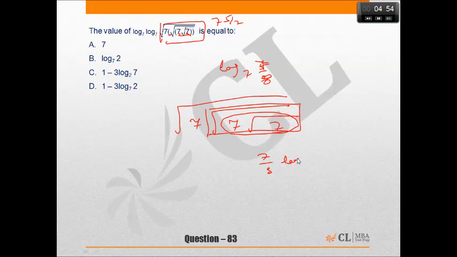7 to power 7 by 8, sorry. So log of 7 by 8. Okay. 7 by 8 is 2 cube. Okay, 2 cube. So 3 has to be there. These two cannot be the answer. So it has to be 1 minus, that is fine. Minus log 7, log 2, 7. Okay, 1 minus, so this was 7 by 8, so go with this one.